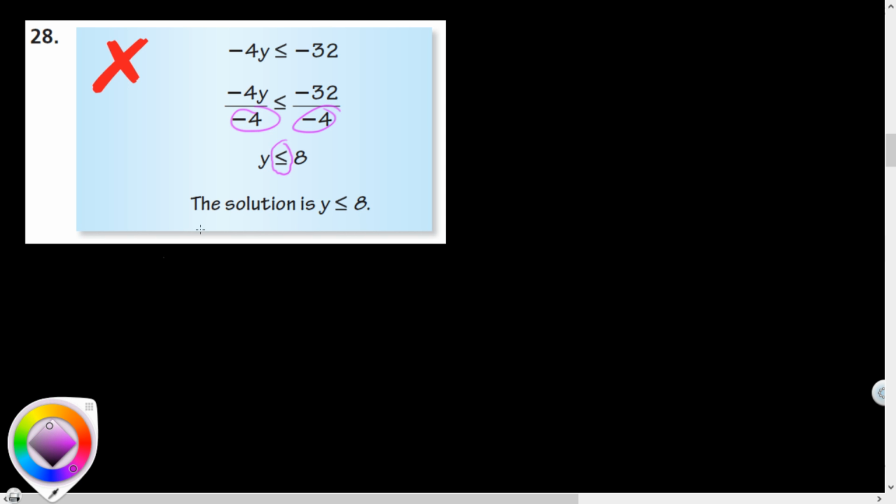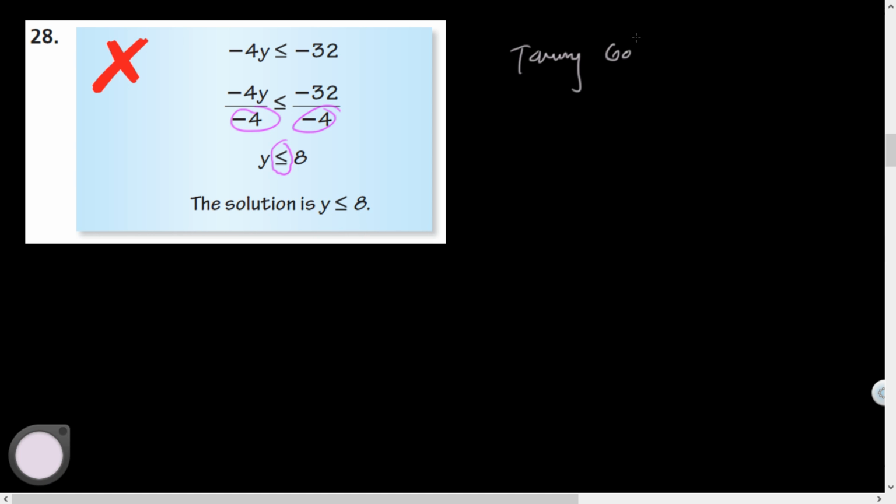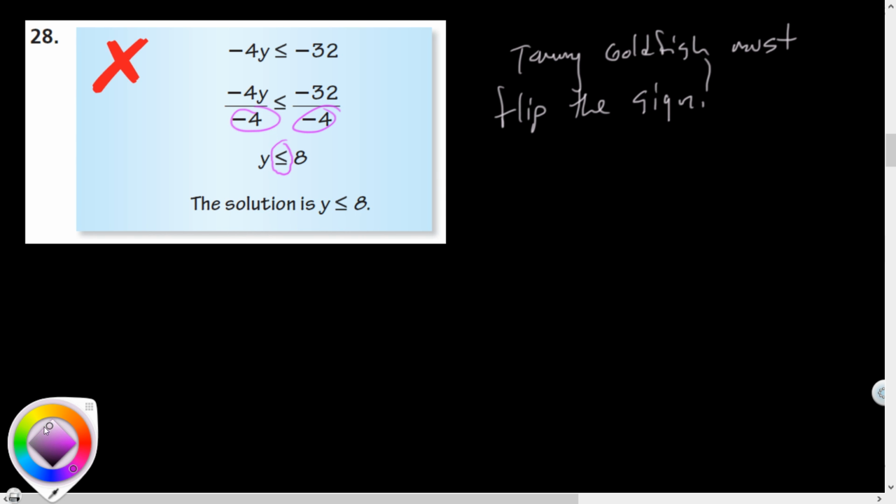So Tommy Goldfish must flip the sign. Right? Because he divided both sides by a negative. So the correct work, don't worry, Tommy Goldfish, I got you. From here, we would have diverged into y is greater than or equal to 8.